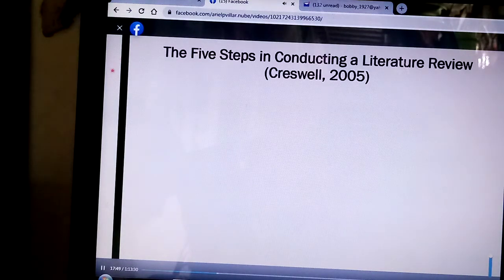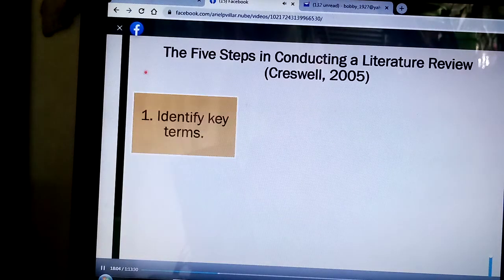So, here we are, the 5 steps in conducting a literature review according to Creswell. So, what are the 5 steps that you're going to do when you do your review of related literature and study? So the first one is you have to identify the key terms. No? The key terms, ma'am and sir, makikita nyo doon sa title nyo. Okay? I'll give you examples on that later.